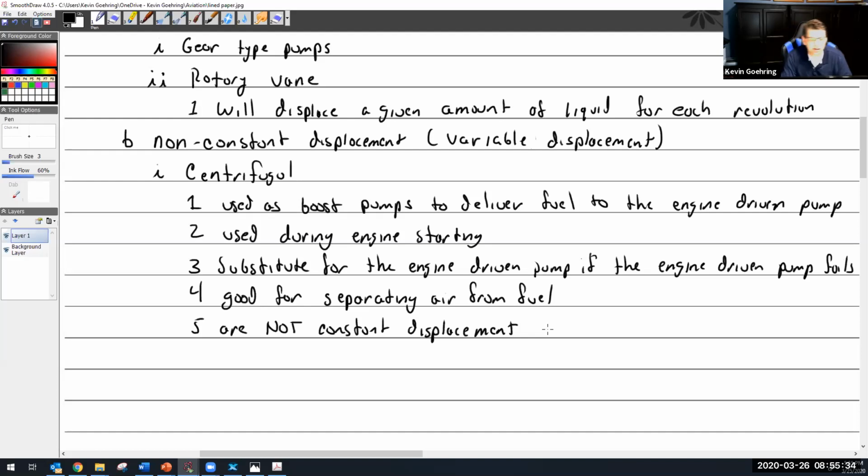Doesn't mean I don't care about it. It just means it's an airframe item.